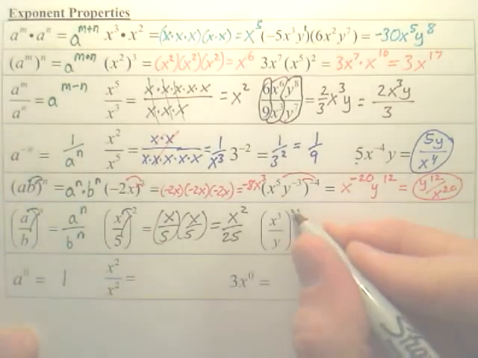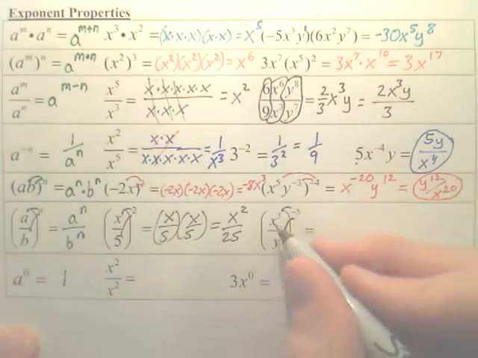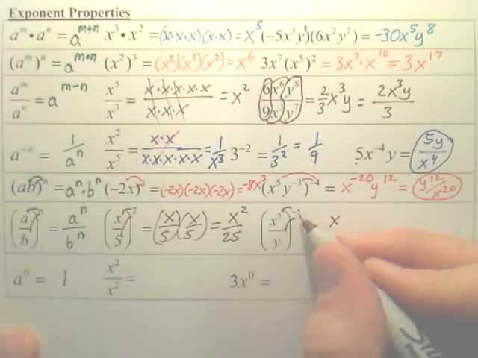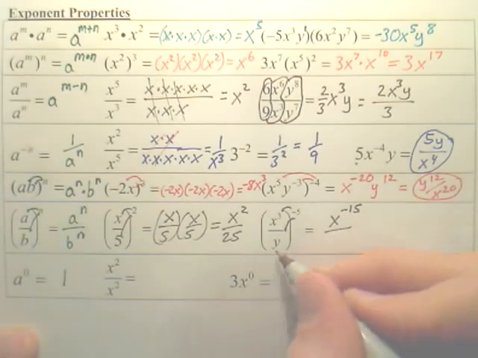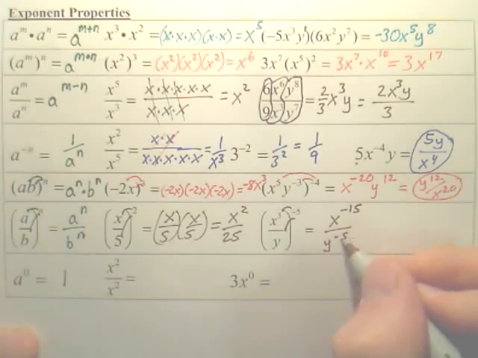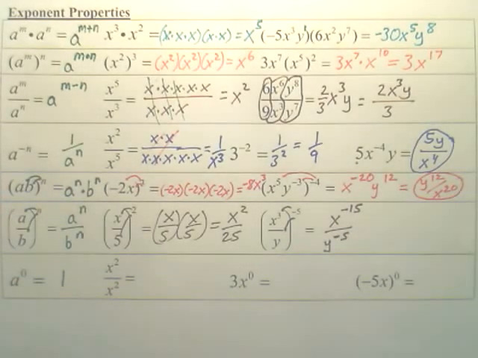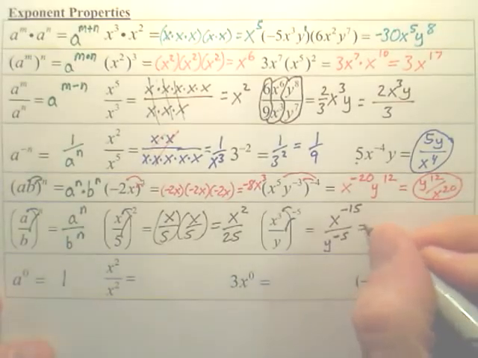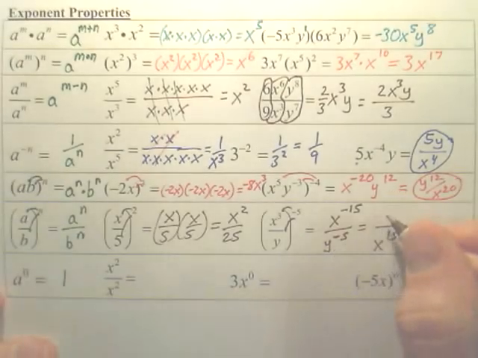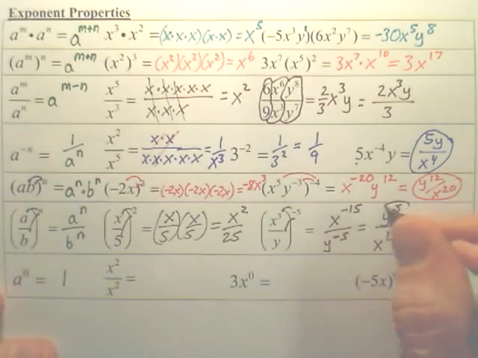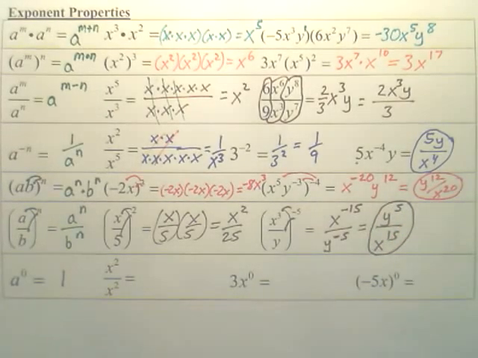This one, we distribute this to here and to here. So that's going to be x to the third to the negative fifth will be x to the negative 15th. And that would be y to the negative fifth. Now, are we allowed negative powers? No. So if we're not allowed negative powers, this is going to drop to the bottom. And won't this go to the top? They switch because negative powers are not allowed. So that's your answer.